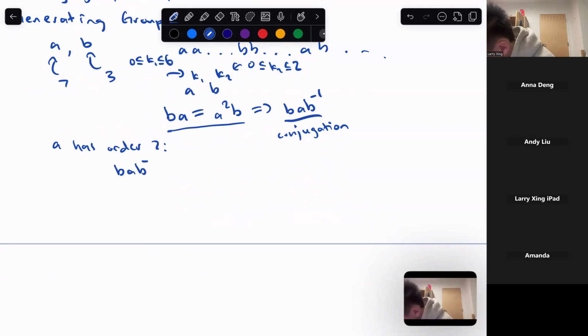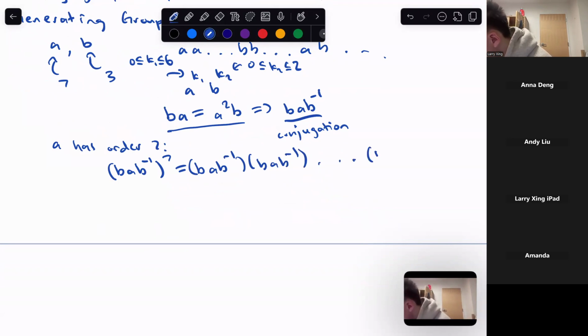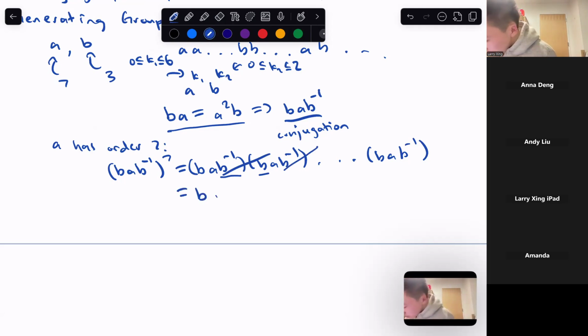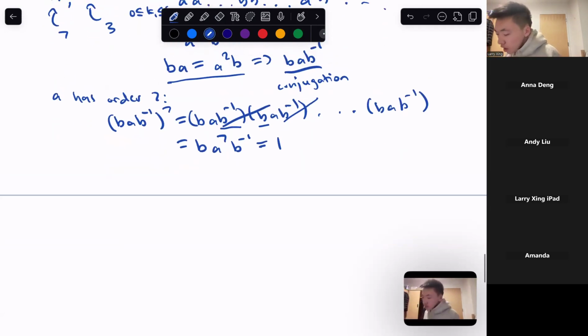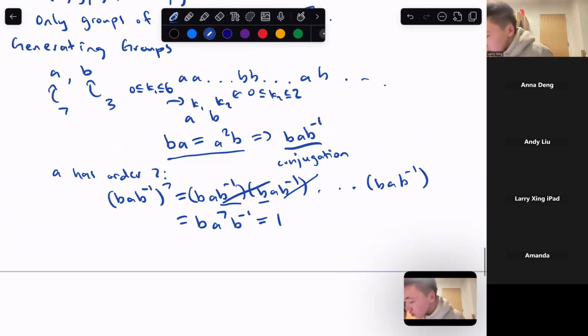then (B A B^-1)^7 equals B A B^-1, and then B A B^-1, and then dot, dot, dot, and then B A B^-1. You'll notice that the B^-1 and B cancel, and then the B^-1 and the B on the next one cancel. So what you end up with is B A^7 B^-1, which is just equal to the identity. So conjugation preserves the order of the element, and that's also part of the reason this is so important.